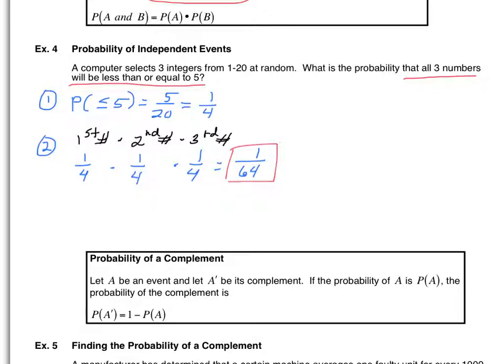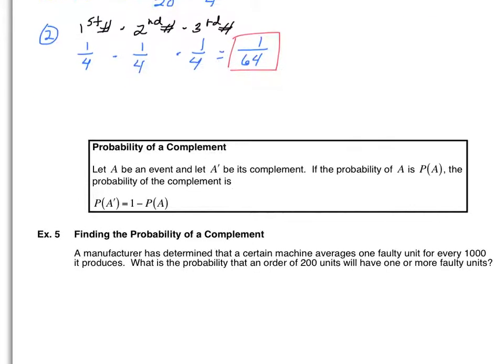Let's look at the probability of a complement. Oftentimes it's easier to find the probability of something if you find the probability of its opposite. So if I wanted to find the probability of drawing an ace, we already found that that was 4 out of 52, but sometimes we might want to find the probability of not drawing an ace. How many cards are not an ace in a deck of cards?